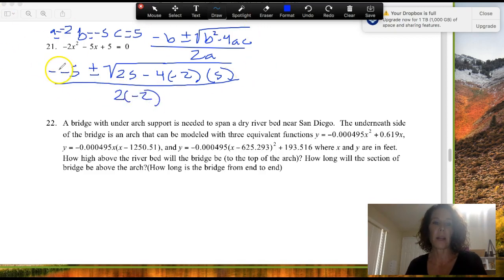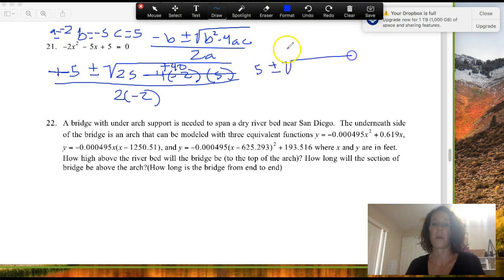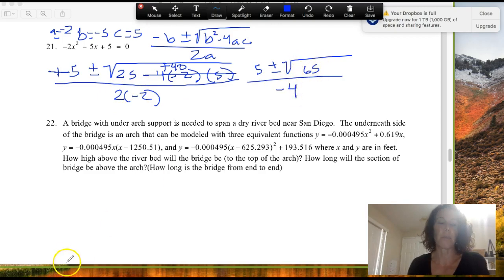Now let's do our simplifying. This becomes positive, and I'm going to go 25 minus 4 times -2 times 5. Well, 5 times -4 would be -20, and -20 times -2 would be +40. So all of this becomes +40, and then 25 plus 40. So let's rewrite this as 5 plus or minus the square root of 65, all over 2 times -2, which is -4. Now we just need to see if I can pull anything out of that root with the square root of 65.